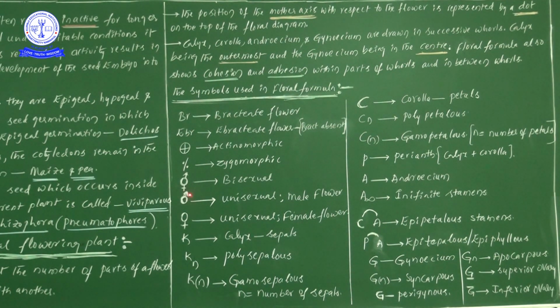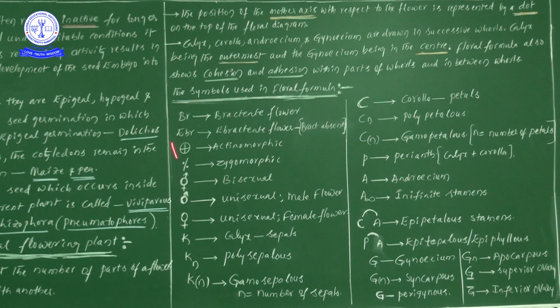We take this structure for the bisexual condition. Next, if only a dot-like structure is there at the top, that indicates a male flower. If only a male flower is there, it is the unisexual condition. Uni means only one sexual reproductive system is there, isn't it? So this symbol is for the male flower.